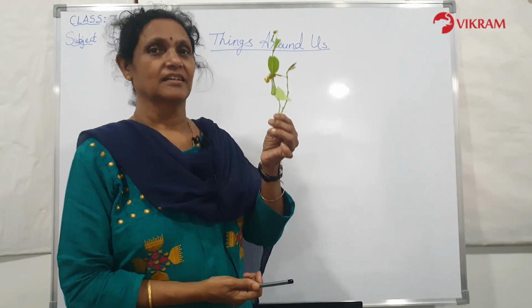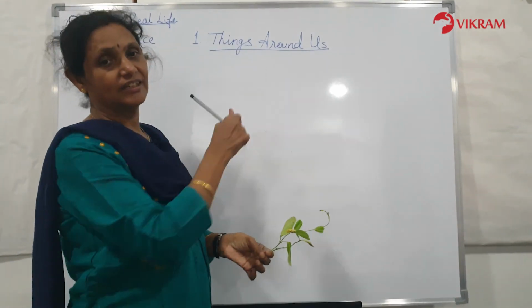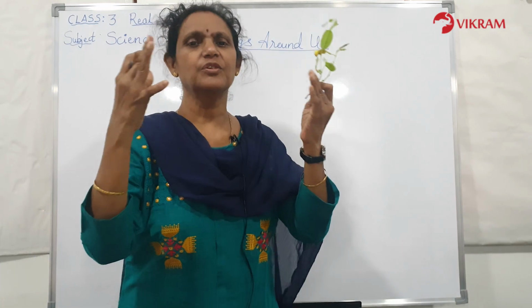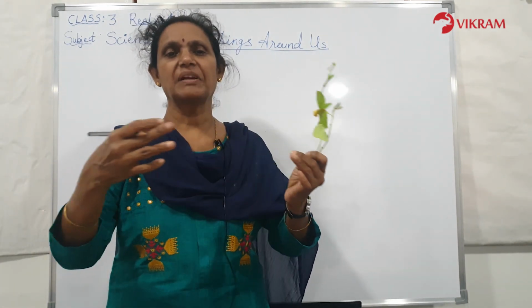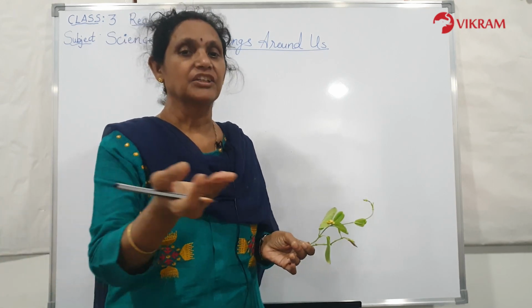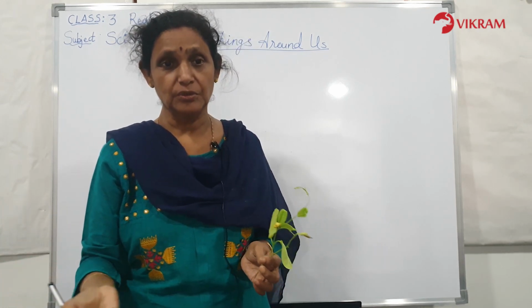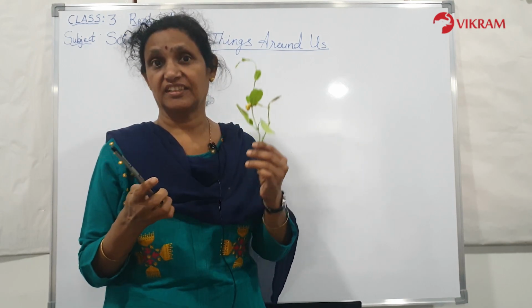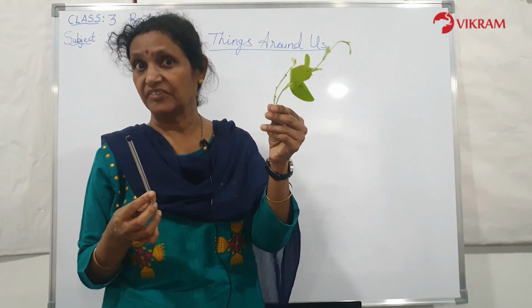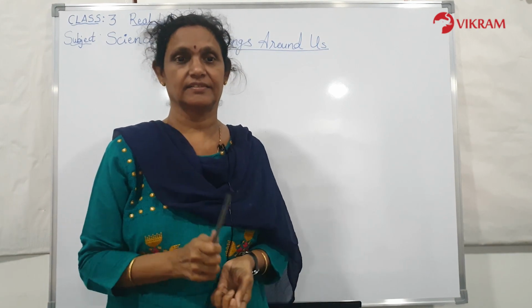This is the lesson about things around us. We see different kinds of things around us. Different things are present in different places like the school, the road, the park and the home. Some of them are living things and others are non-living things. You can see an example of a living thing and a non-living thing.